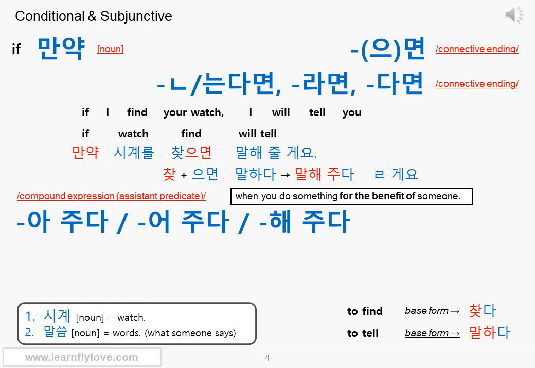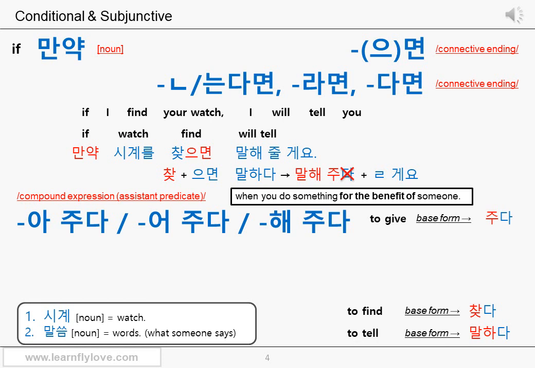So it becomes 말해주다. What's the difference? 말하다 just means to say or to tell. But 말해주다 means to say something to someone for the benefit of him or her. The verb 주다, which is used as an assistant predicate, actually means to give. So you can imagine how it can mean like that. You give, you offer. It's a favor.